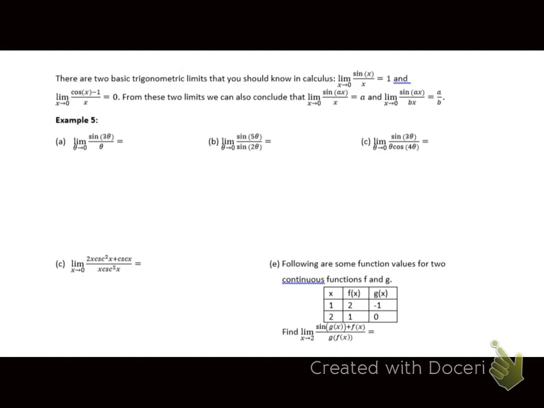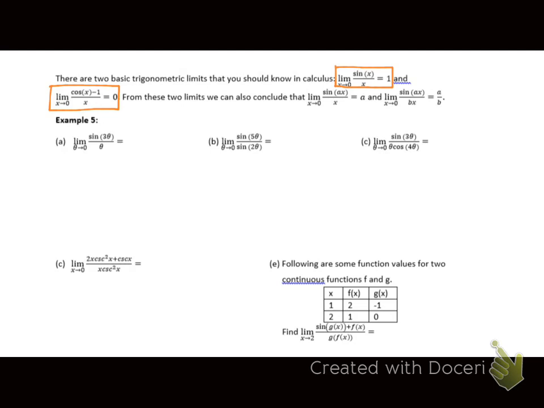Now, when you're dealing with the limits of trig functions, there's two that you absolutely have to know that could very easily come up on the test as a problem, which are made simpler by just memorizing them, and they are this. The limit as x approaches 0 of sine x over x, and the limit as x approaches 0 of cosine x minus 1 over x. All right, and you might have to do some manipulating of equations to get it into that form.